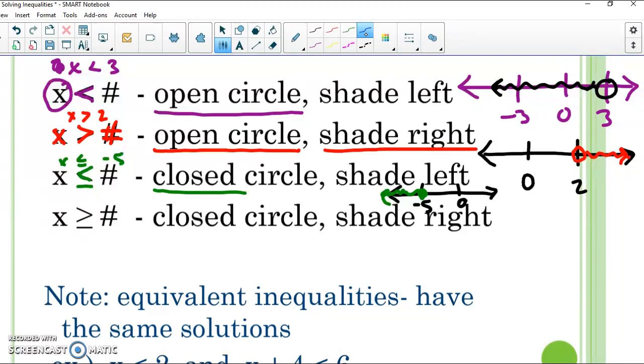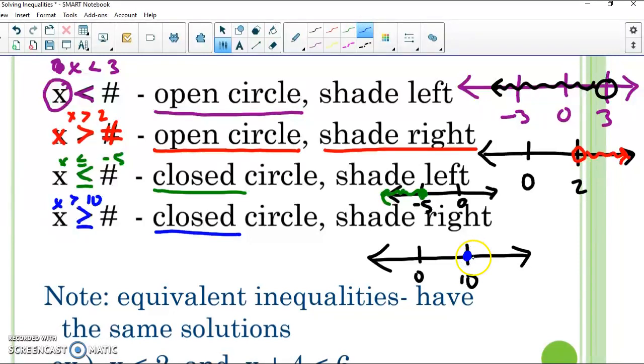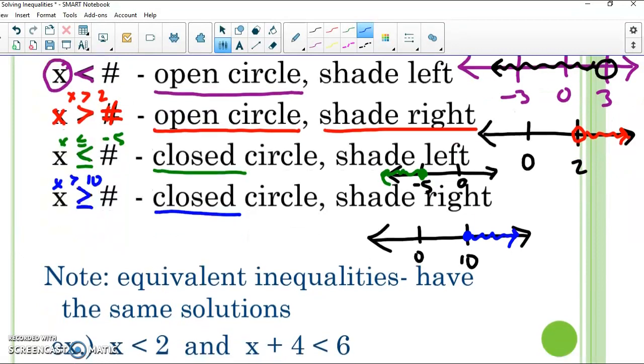Okay, and finally, if I am using the greater than or equal to symbol, the equal to part again tells me I'm going to need a closed circle. So let's say I need to graph x is greater than or equal to 10. Then on my number line, I will put a closed circle at 10 to show that my graph is equal to 10, and then I'll shade above to show that it's also everything greater than.